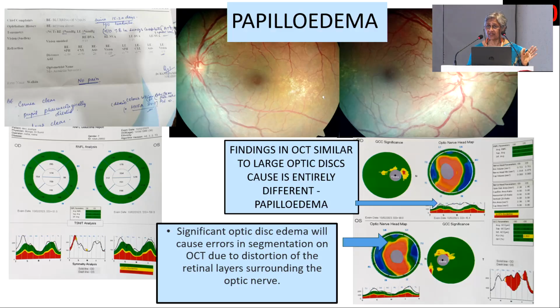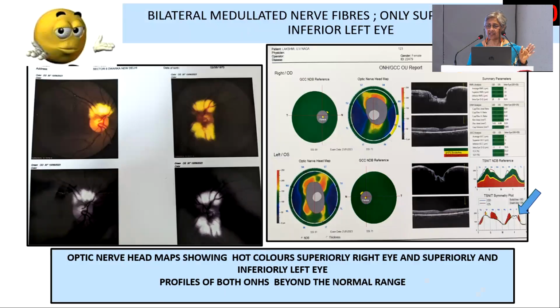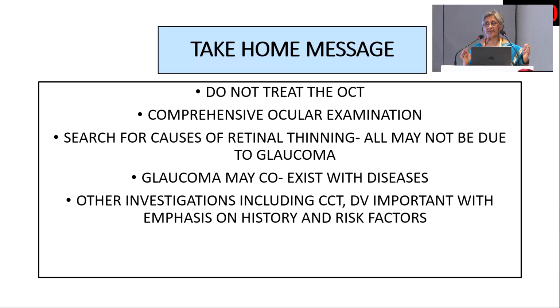This is a case of papilledema. One must have a look at the clinical features, medullated nerve fibers, all of which give us a very good idea about whether a patient is actually having glaucoma or some other disease. We have to have a look at the clinical findings before we just go along and take an OCT and say that this patient has glaucoma.